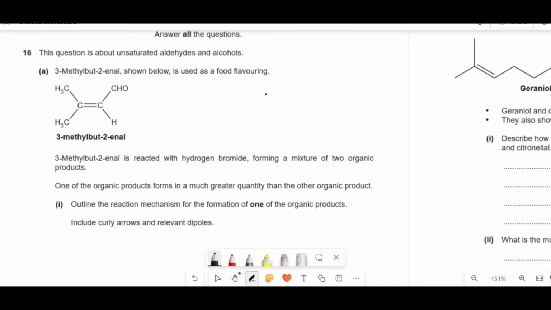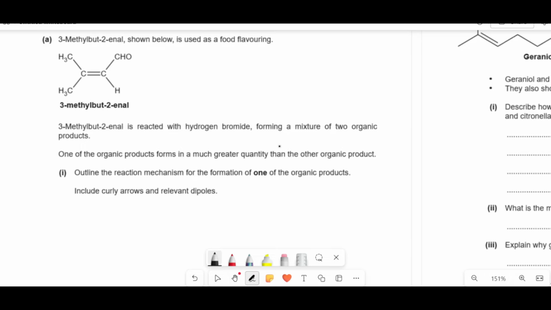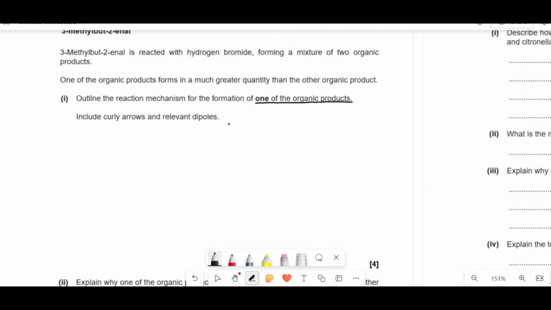So this question is about unsaturated aldehydes and alcohols. 3-methyl-but-2-enal is shown as it's used as a food coloring. 3-methyl-but-2-enal is reacted with hydrogen bromide, forming a mixture of two organic compounds. One of these is made in a much greater quantity than the other. Outline the reaction mechanism for the formation of one of the organic products. Include curly arrows and relevant dipoles.